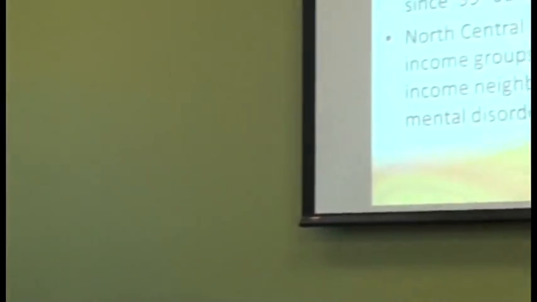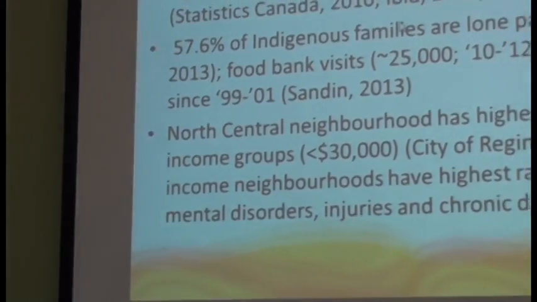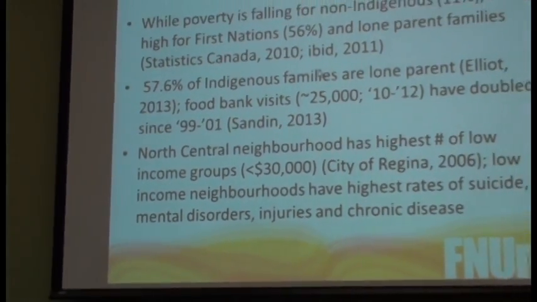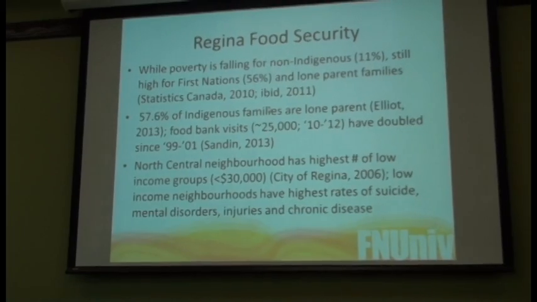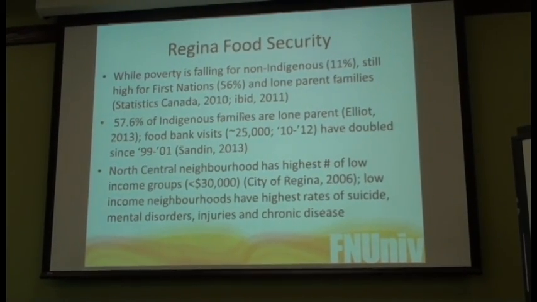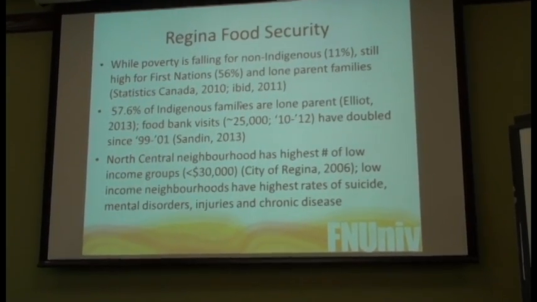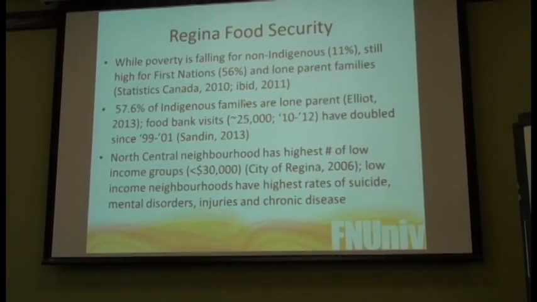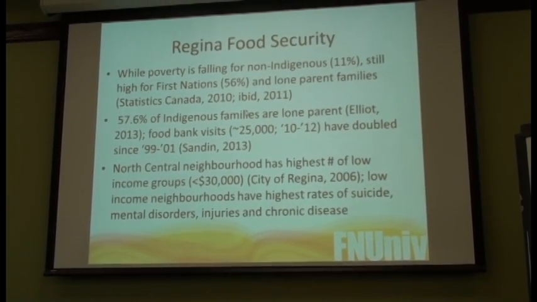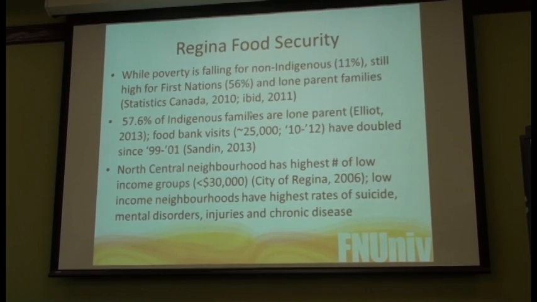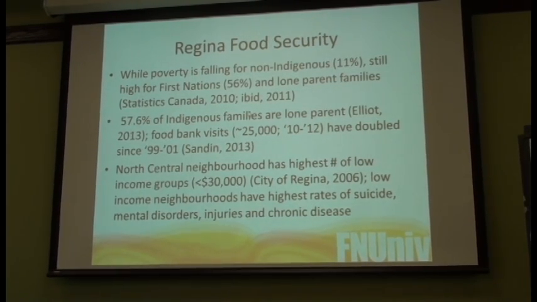Some of the things that we found around food security. While poverty is falling for non-Indigenous people in Regina area, poverty is around 11%. It's still high. It's remaining high for First Nations people in Regina. 56% of the First Nations community, and lone parent families in particular. 57.6% of Indigenous families are lone parent families.